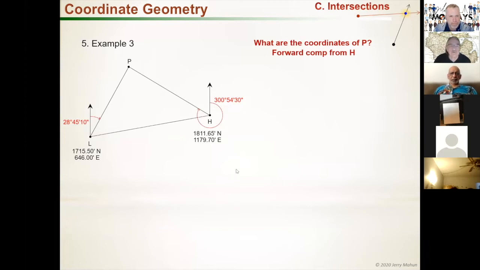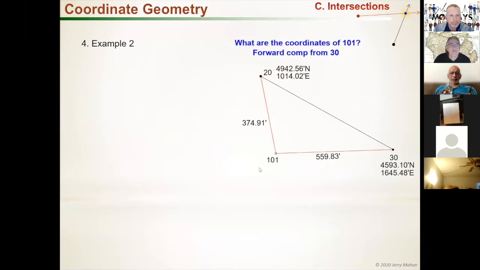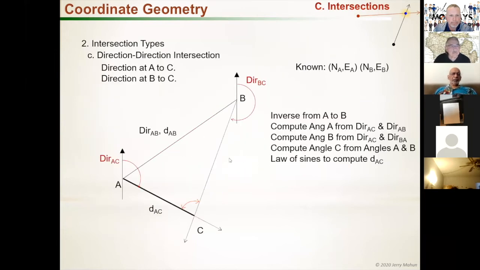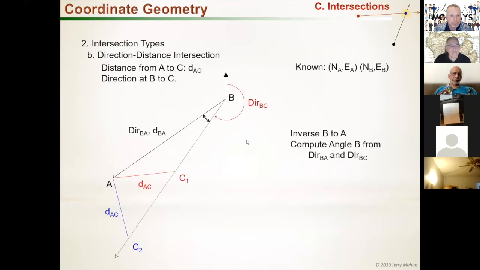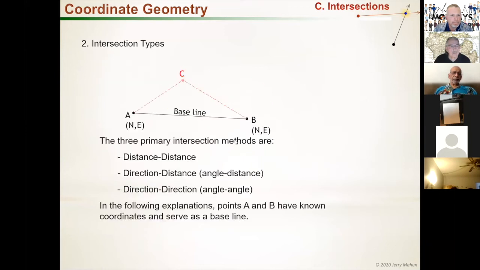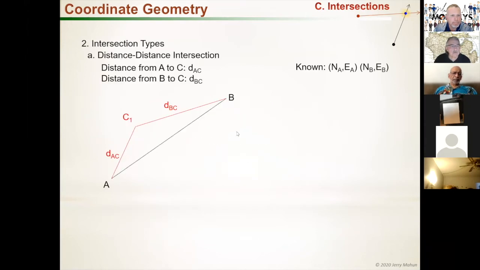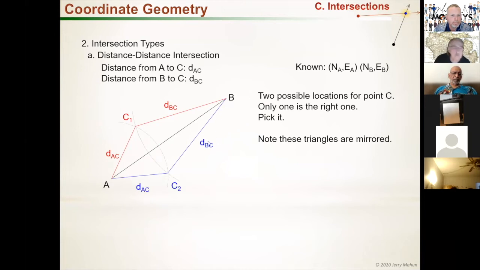Now, unique solutions. If I go back to the distance intersection, I have to back all the way up here. The distance intersection: the 2 distances have to add up to a distance longer than the baseline length. Otherwise, they don't intersect. So we have to have these 2 distances add up to more than the baseline, or you'll get a non-solution.